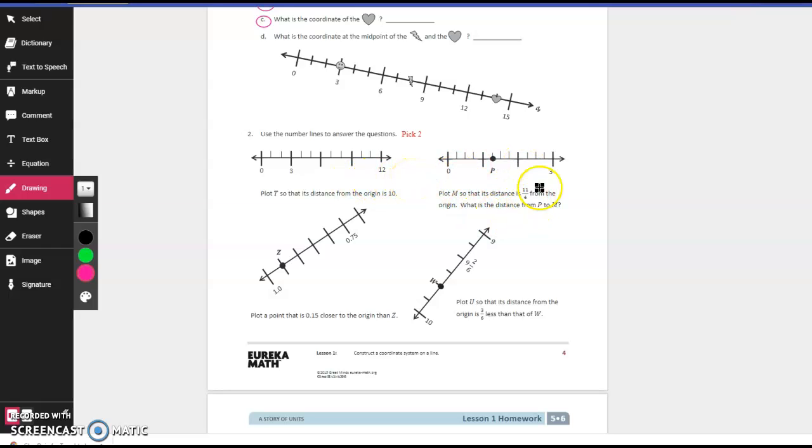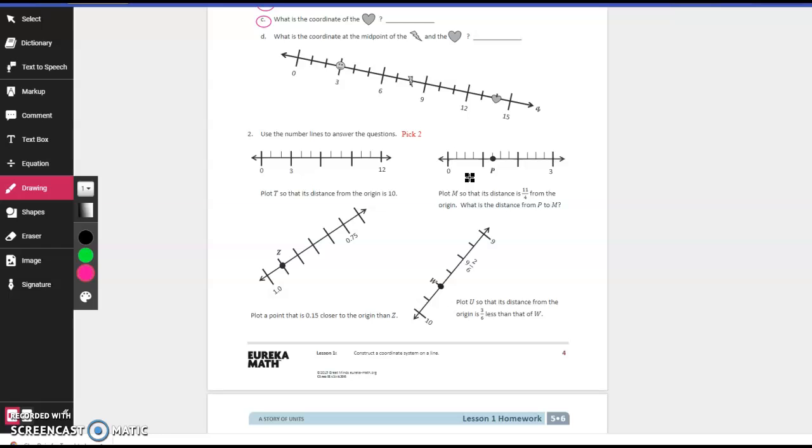For this one here, it says plot M so that its distance is 11 fourths from the origin. Well, here's the origin. Now the thing with this is you have to break down what 11 fourths is, because when we look at this number line, it's 0. I don't know what this one is or this one, but we know that this is 3. So let's try and use common sense. If this is 3, what would this one be and what would this one be? We start at 0, and then all these light hash marks are probably fractional amounts, okay?